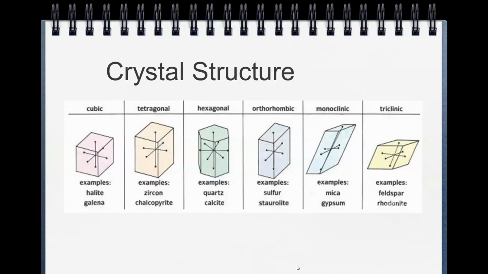So, crystal structure. You have the cubic, which is just a cube. The tetragonal, that's a hard word, like this one, and then it just keeps going up. And different structures are different types of minerals.